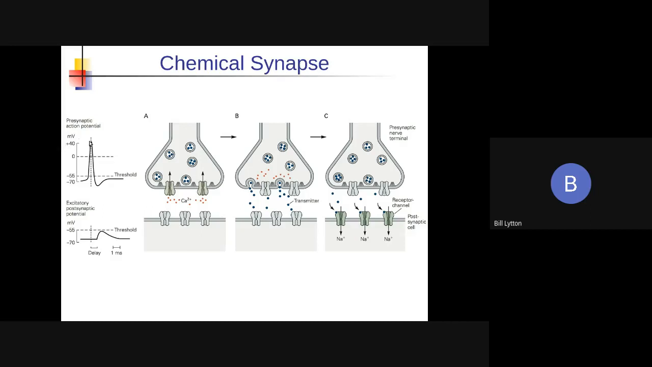So the action potential presynaptically, release of, I don't know why it's release of calcium. It should be release of transmitter. I'm not sure what that calcium is doing there. I think that should be intracellular. And then the release of transmitter, and then the EPSP postsynaptically.